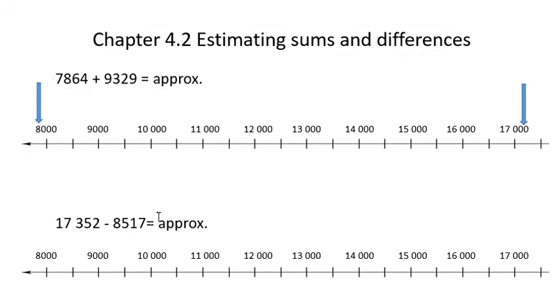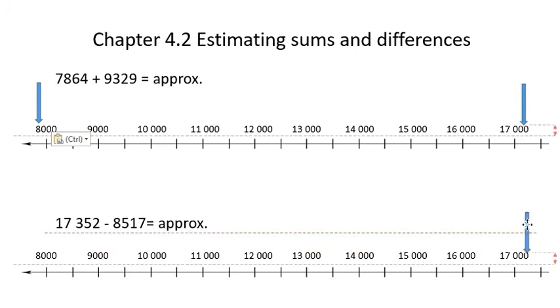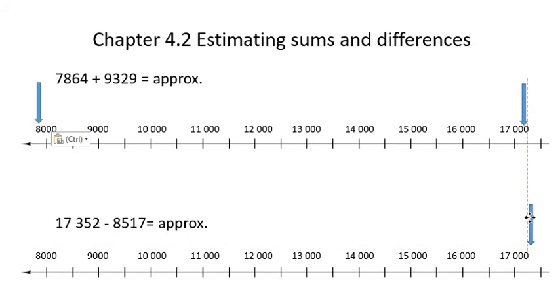I'm now going to show you two different ways of carrying out this subtraction. The first way will be by looking at 17,325 minus 8,517. So let's label with an arrow where 17,325 is. If I know that this hash mark right here is 17,500 and this is 17,000, I must be slightly closer to the 17,500.